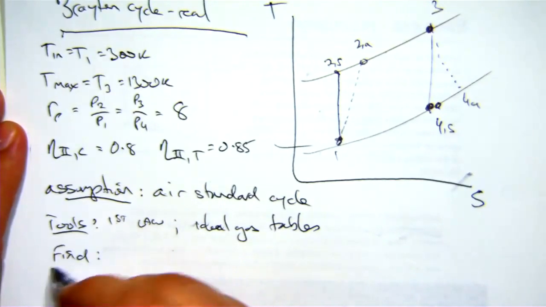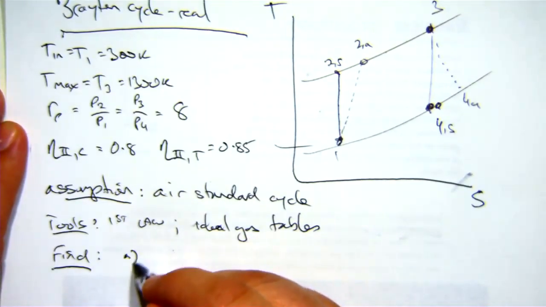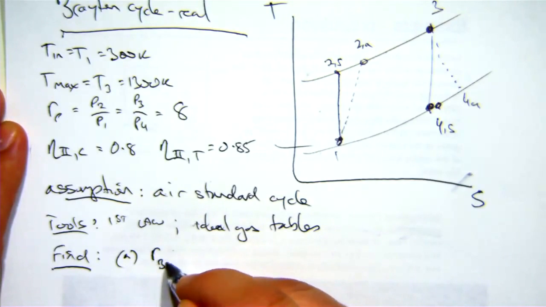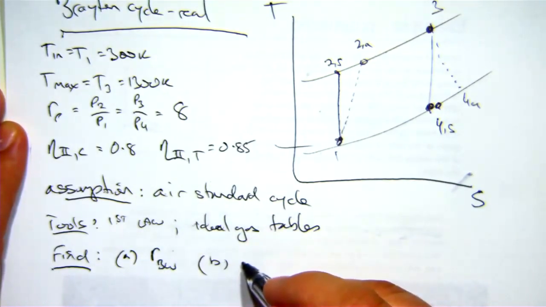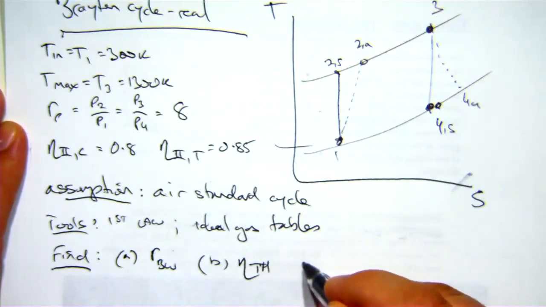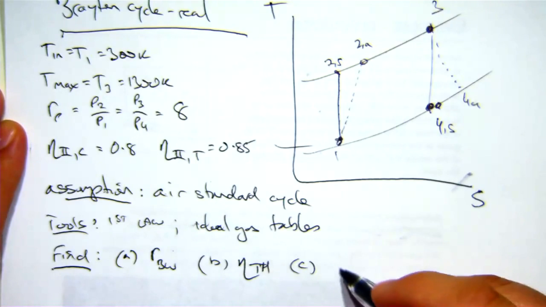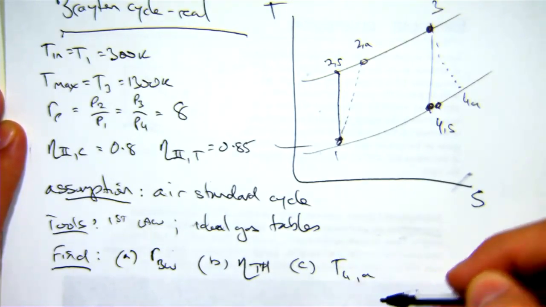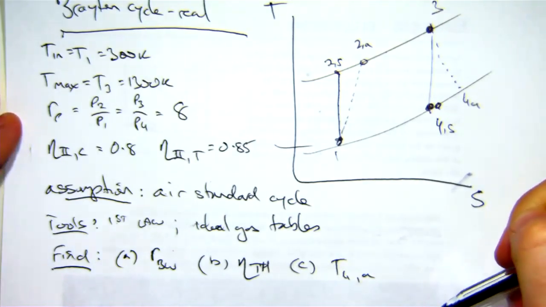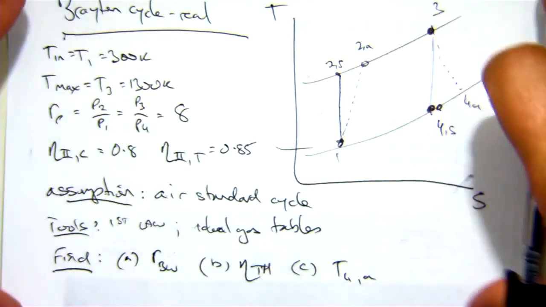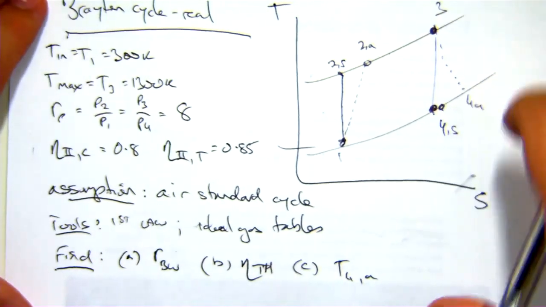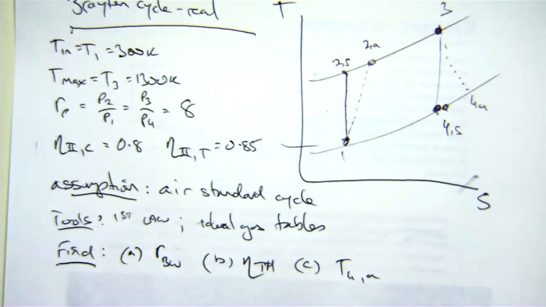Find A, the back work ratio, B, the thermal efficiency, and C, T4 actual, the turbine exit temperature. So I've used up about a third of the page already, just on writing down the question, and I've got myself a few marks.